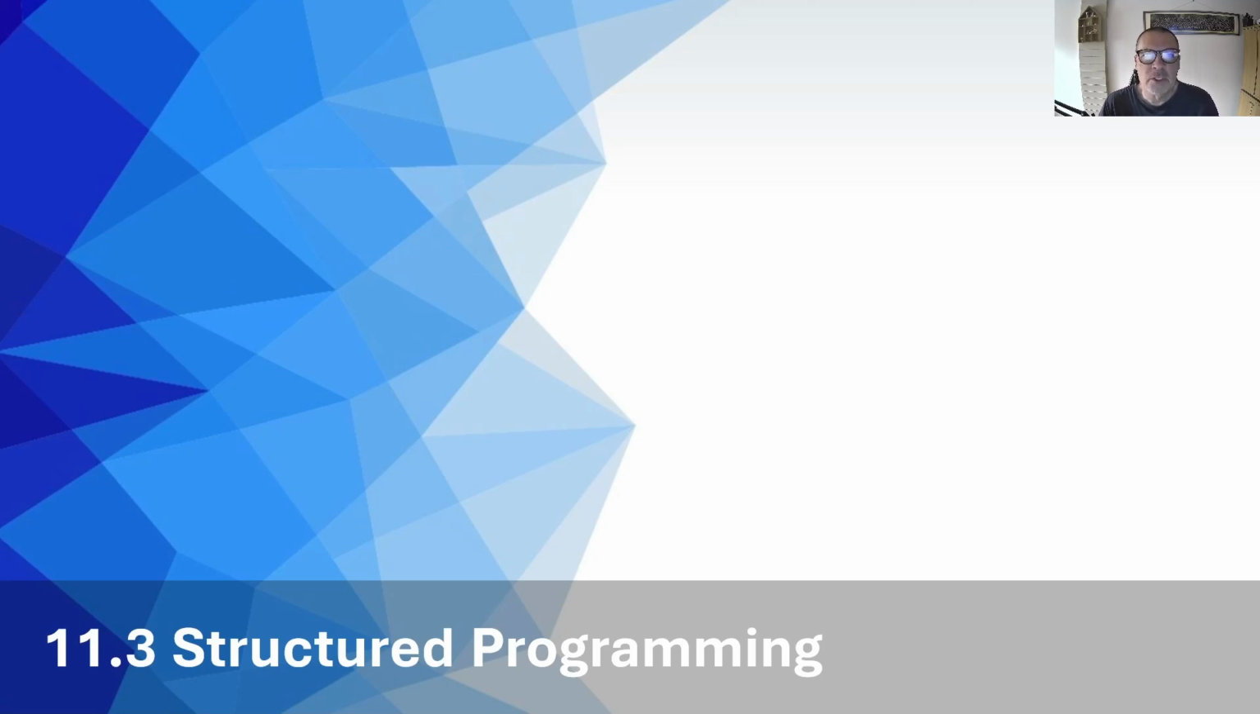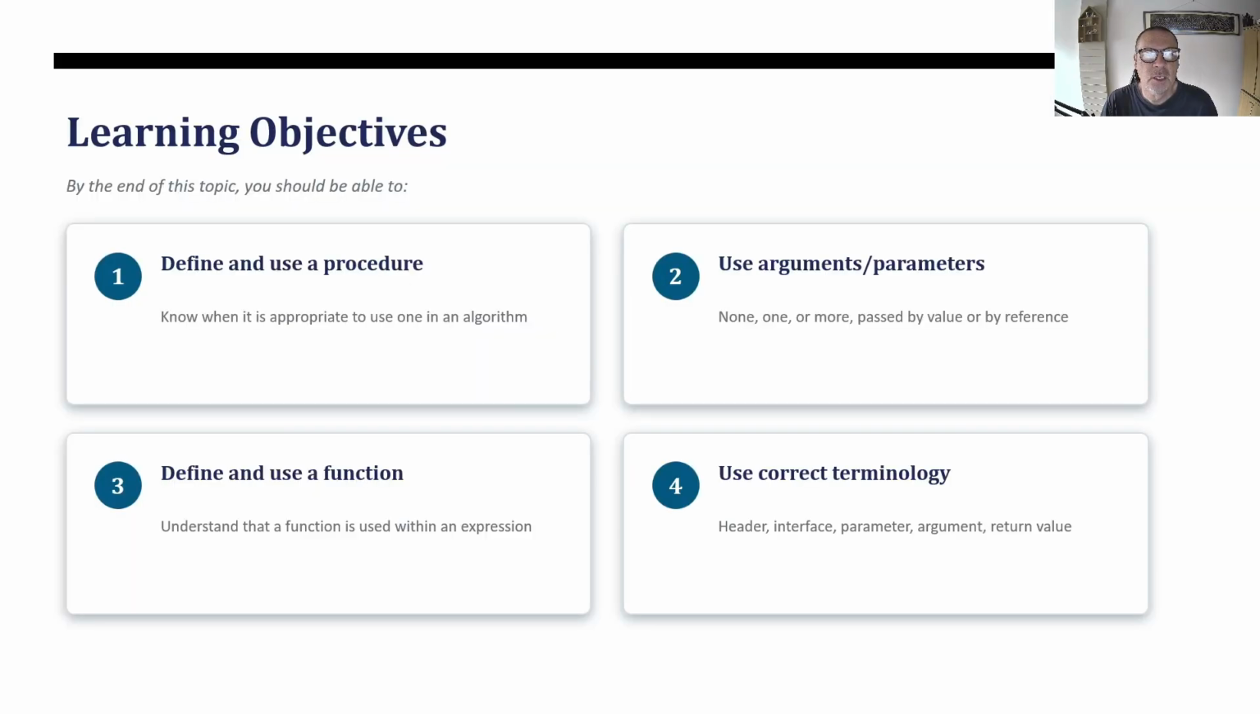In this video we'll look at structured programming. This is section 11.3 in the CIE 9618 Computer Science A-Level course. First of all, let's look at what we need to be able to do. You need to be able to define and use procedures, define and use functions, use arguments and parameters, and use the correct terminology when talking about these.